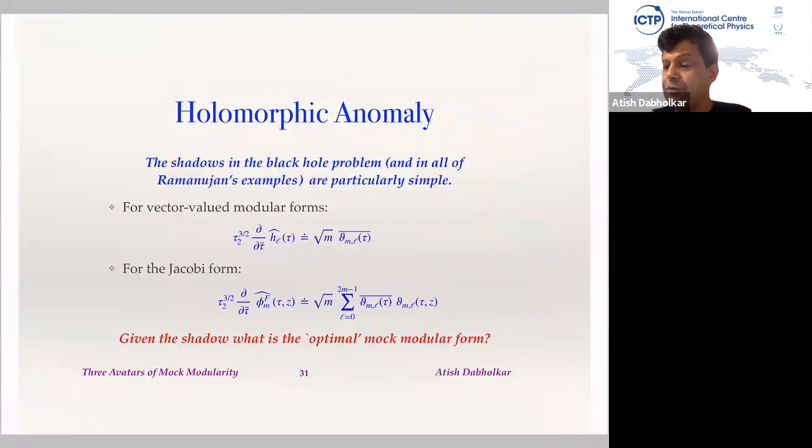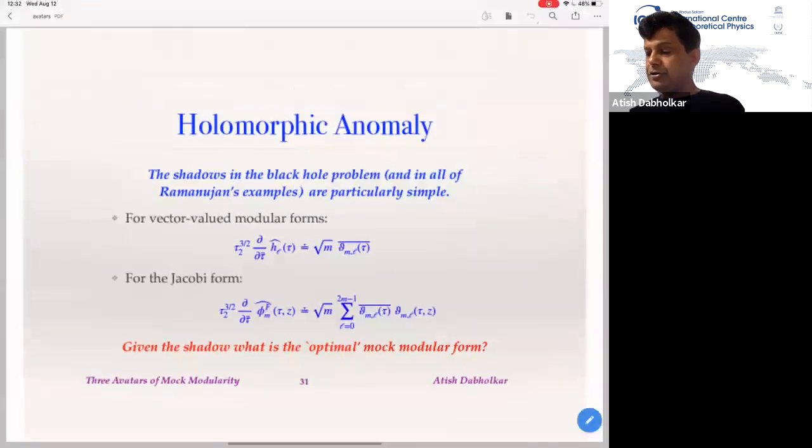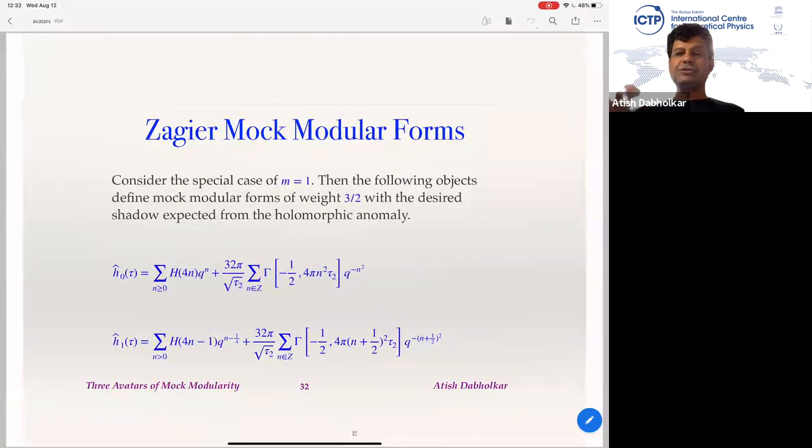And so there is a holomorphic anomaly equation that you can write down again. And the answer is very nice, actually. It's given in terms of the theta functions. So for the black hole problem and in many of Ramanujan's examples, the shadow is particularly simple. If you look at the shadow, it's just theta_{m,l} of tau. So the shadow of these h_l are basically theta functions, level m theta functions. Now you can ask the question, given a shadow, what is the modular form whose Fourier coefficients grow as slowly as possible? Because given a completion, you can always add to it another holomorphic function, and it doesn't change its modular properties.